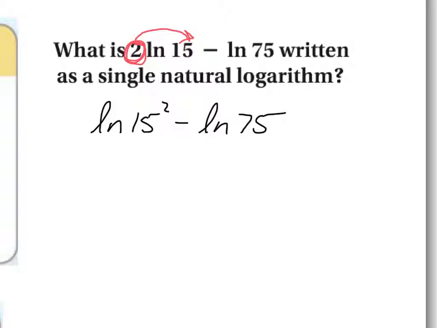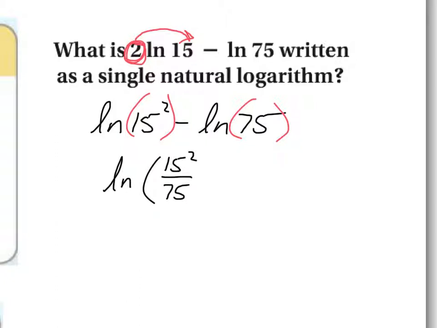Okay, well, next, I have the natural log of something minus the natural log of something. How can I condense logarithms if they're subtracted from each other? Look at you. What are we doing? Division. Yeah, subtraction and division go together. So therefore, I can write this as the natural log of 15 squared over 75.